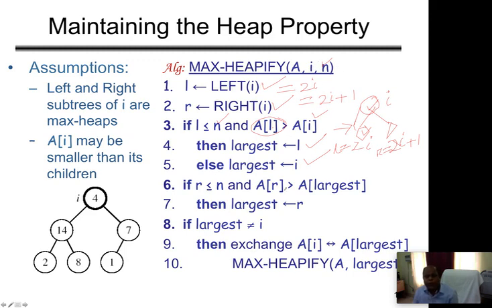then it will be compared with A[largest]. If this one is the largest, then this element and this element will be compared. Then largest accordingly will be decided. If largest is not equal to I, that means if the value at I is not the largest, then someone here or someone here will be the largest, and there will be an exchange of A[I] with A[largest]. After doing this, we call max heapify on A[largest].